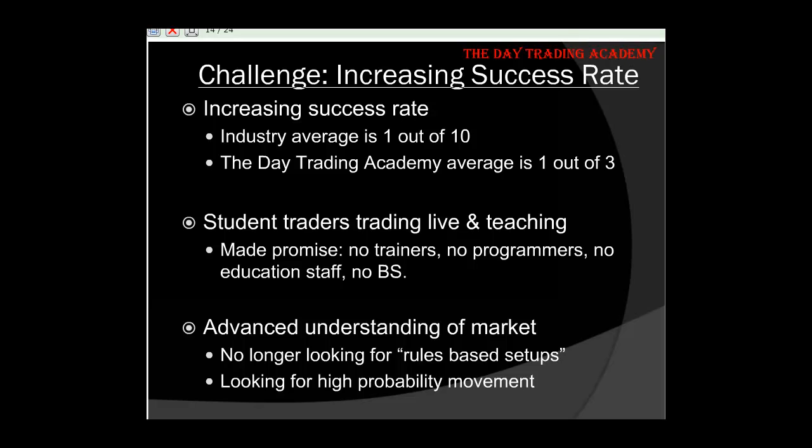So the second thing about increasing the success rate, one of the promises that I made to all of these guys that were coming to me for training and convinced me to teach them, for monthly coaching, I made them a promise that I wasn't going to allow anyone to teach that wasn't really trading live. Because that, I think, is another big problem. Because if you don't have somebody who was actually doing this, right? When I first started day trading, the same thing happened to me.